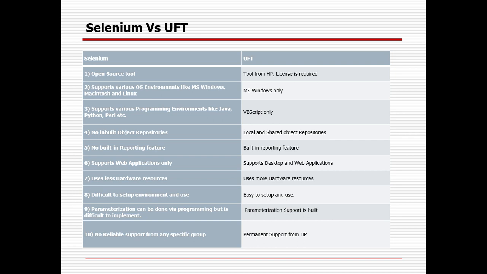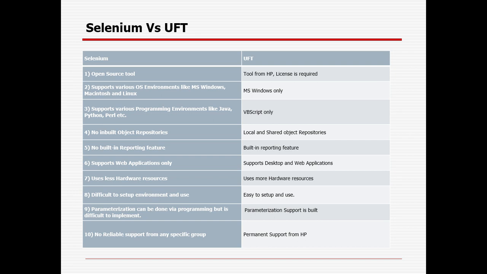So what is the difference between Selenium and UFT? Selenium is a free tool, UFT is a licensed tool. Selenium supports different operating systems, whereas UFT supports Windows only. Selenium supports different programming languages like C#, Python, Java, whereas UFT supports VBScript. No inbuilt object repository is available in Selenium, whereas in UFT, or QTP, right, a local or shared object repository is already inbuilt, right? A built-in reporting feature is available in UFT, whereas no built-in feature is available in Selenium. You need to write your own code.